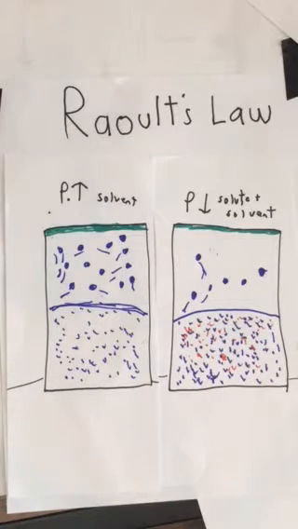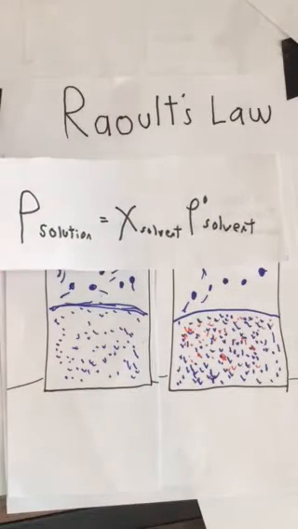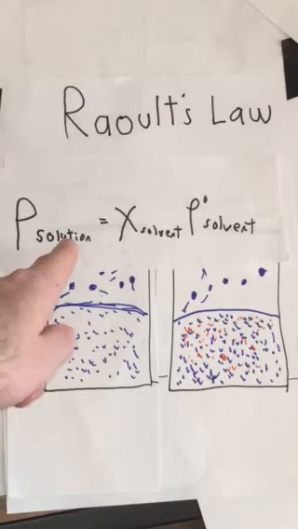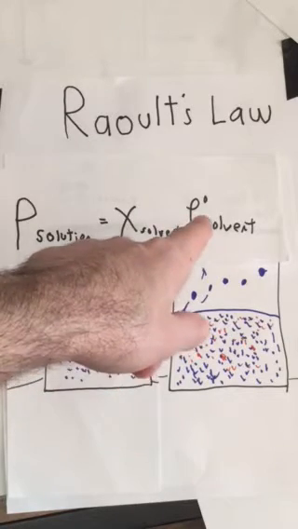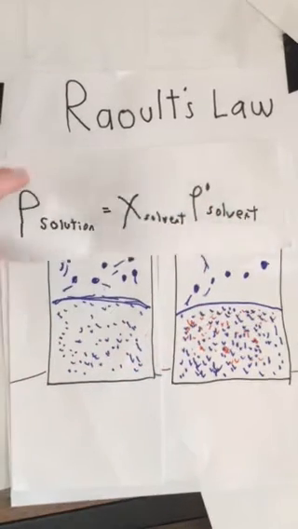Okay, so we have a problem here. Let me also say that this is the equation. It says that the pressure of the solution equals the mole fraction of the solvent times the vapor pressure of the solvent. So let's work through one of these.